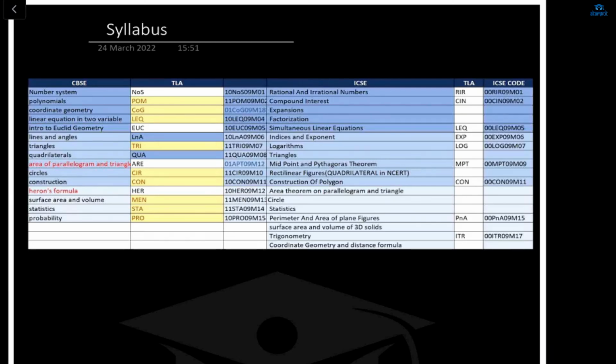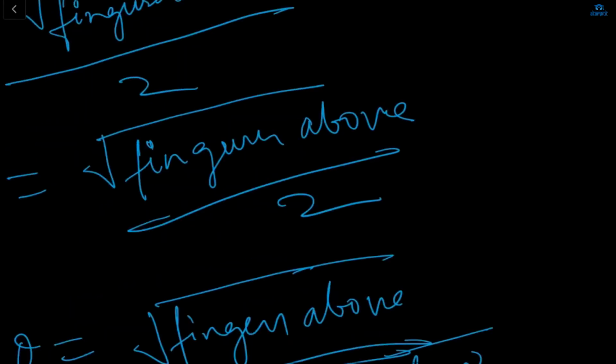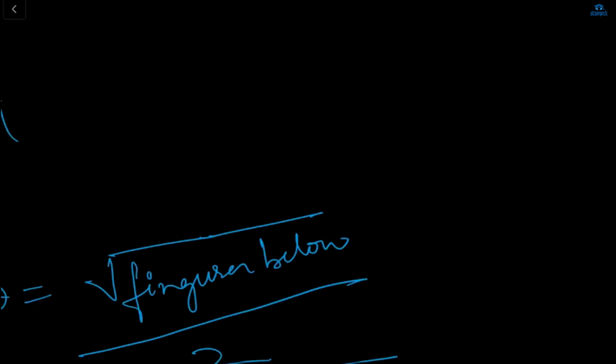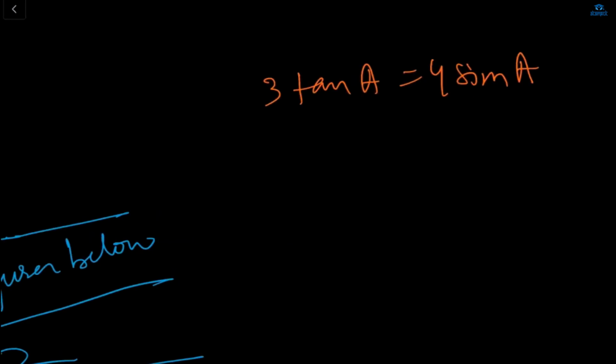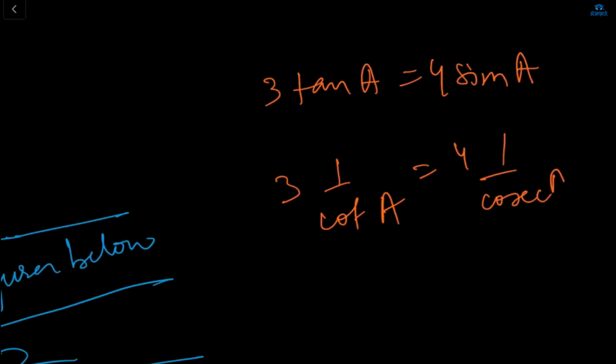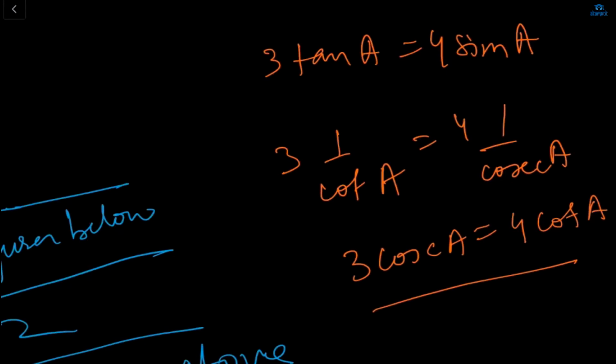Okay, yes, ma'am. Just let me open the 10th section. If I write your question somewhere here, your question is this: 3 tan A is equal to 4 sin A. Am I right, Shazan? Yes, ma'am. So you can write 3 into 1 by cot A is equal to 4 into 1 by cosec A. Now you can just switch it: cosec A is equal to 4 cot A. Have you got that? Yes, I got it.